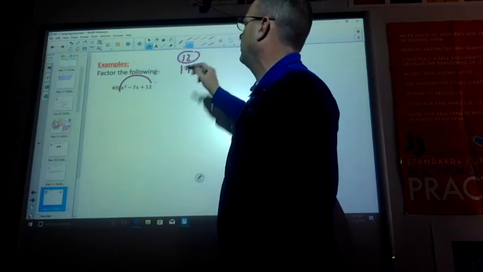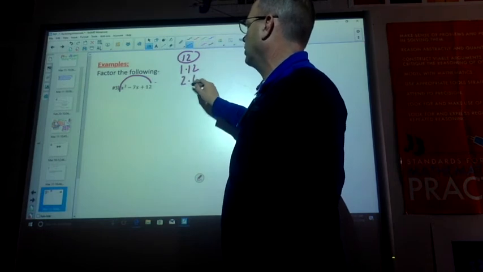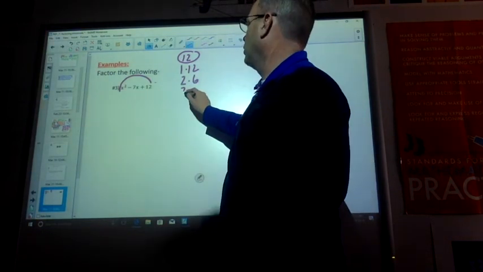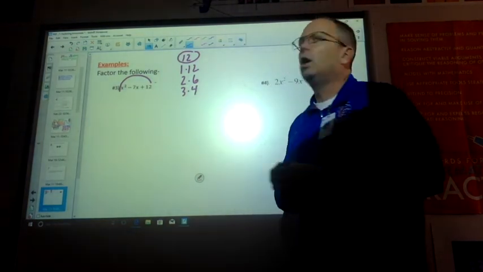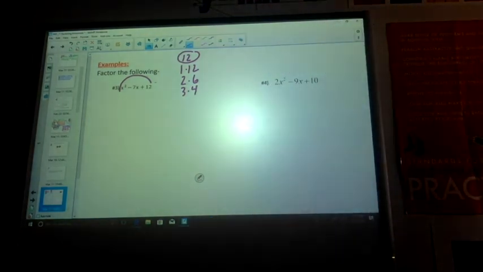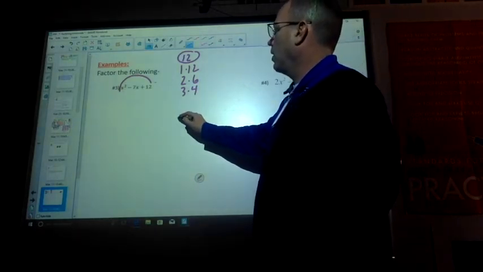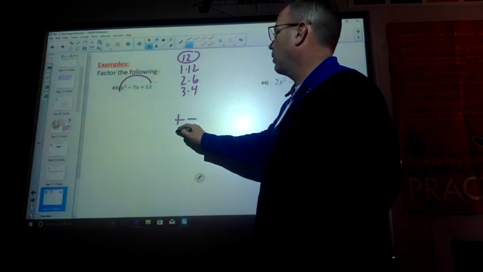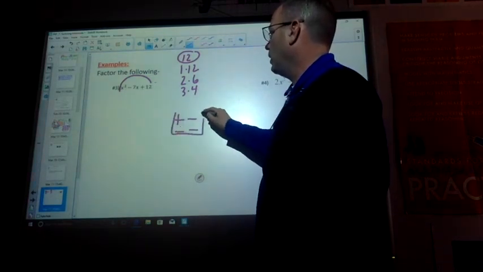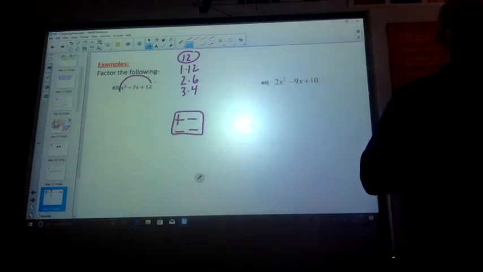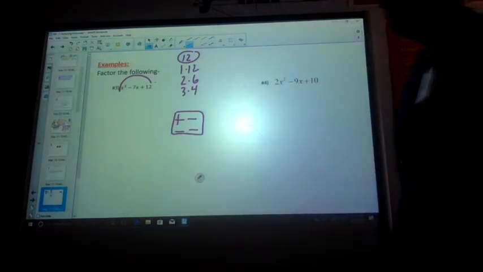I know that 1 times 12 gives me 12. I also know that 2 times 6 gives me 12. Yes? And I also know, good, 3 times 4. Okay, so now, we got to be real cautious here. Real cautious. We have different signs up there, agree? We have a negative sign that's on the 7x. We have a positive sign on the 12. Okay? So I know that my signs are either positive and negative or negative and negative. It has to be one of those two. Now let's be thoughtful about this. We're going to use a little critical thinking. Okay?